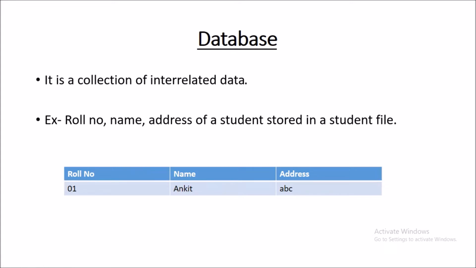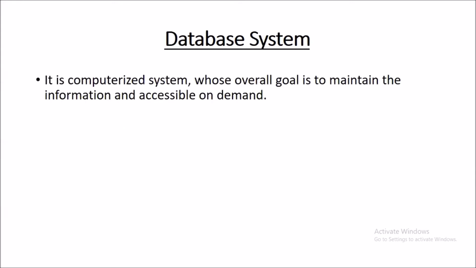A database can be of any size and varying complexity. A database may be generated and manipulated manually, or it may be computerized. Now next is database system. It is a computerized system whose overall goal is to maintain the information and make it accessible on demand. So database system advantages are: redundancy can be reduced, inconsistency can be avoided, and data can be shared. Data gathering can be possible, integrity can be maintained, security restrictions can be applied, and requirements can be balanced. So these are some advantages of database system.